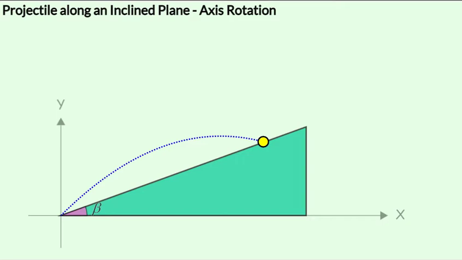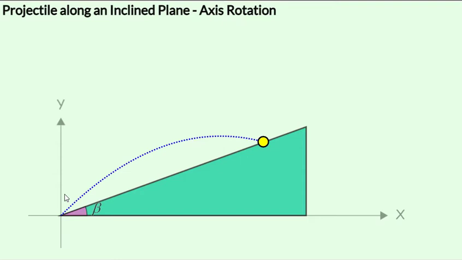Up until now, we've always thought of the x-axis as being horizontal and the y-axis as being vertical. But the x-axis and the y-axis need not be horizontal and vertical, but the necessary condition is that they need to be perpendicular to each other. So instead of the x-axis being horizontal, let's try aligning the x-axis with the plane of the incline. That way, the y-axis will be perpendicular to the incline.